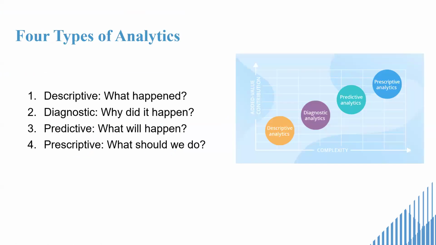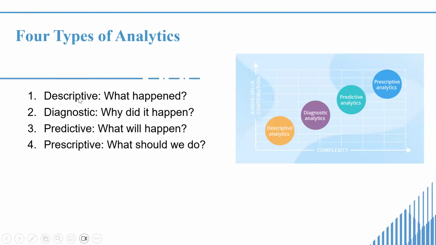So we have four types of analytics. You can see them: descriptive analytics, diagnostic analytics, predictive analytics, and prescriptive analytics. Descriptive is what happened. Diagnostic is why did it happen. Predictive is what will happen, and prescriptive is what should we do. When you are answering these four questions, each step has its own value.